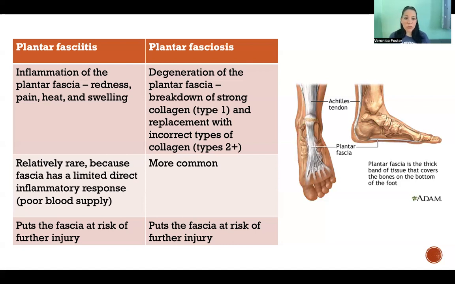So this can happen over a period of time, and over time, that structure is gradually being converted from a type 1 collagen structure into something made of just the wrong type of collagen. And that's when we're most likely to have some kind of rupture or serious injury to whatever that structure is. So plantar fasciosis is a lot more common than plantar fasciitis, and it's a completely different process that's taking place in that structure. Both conditions are going to really put that tissue at risk of further injury.